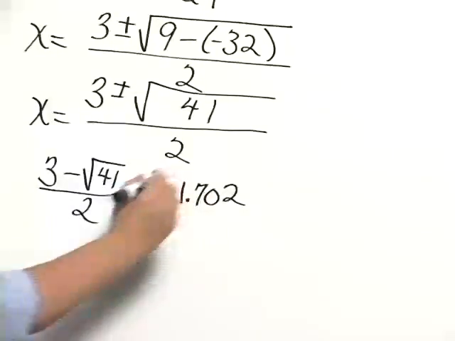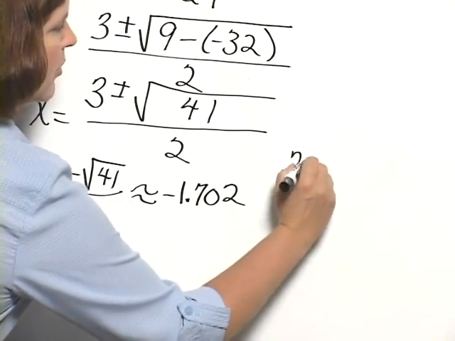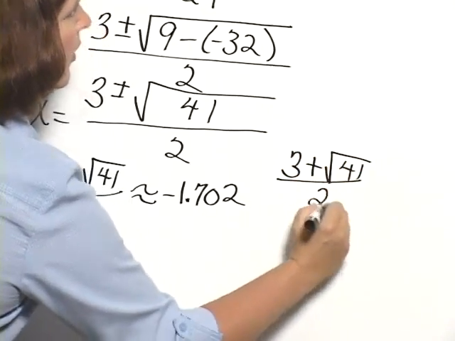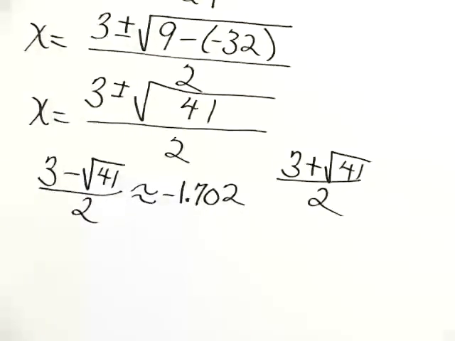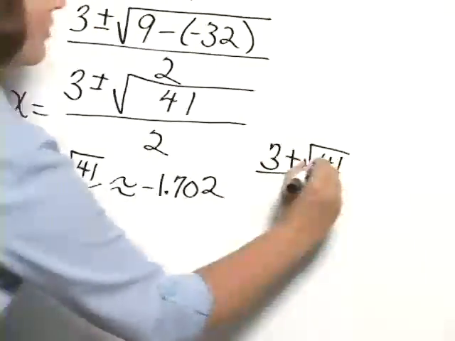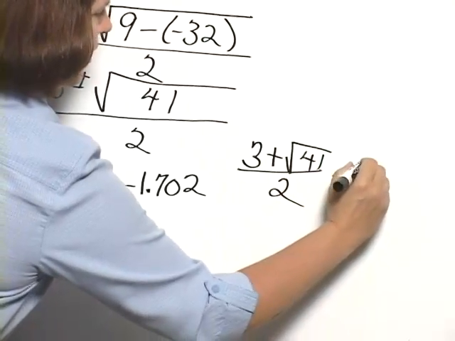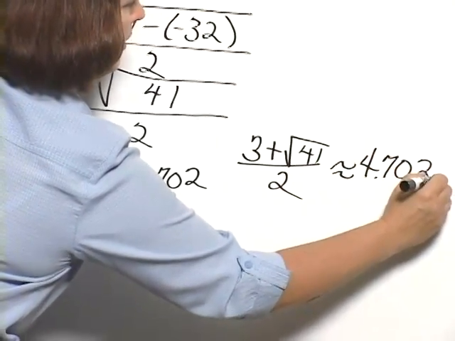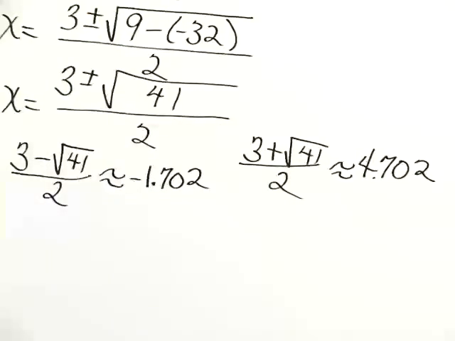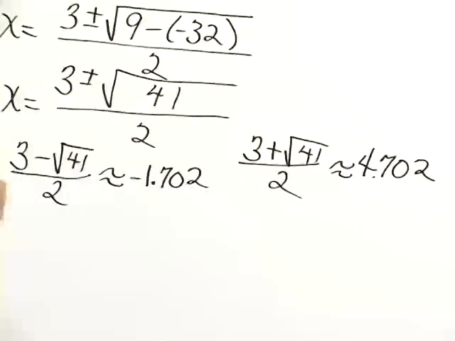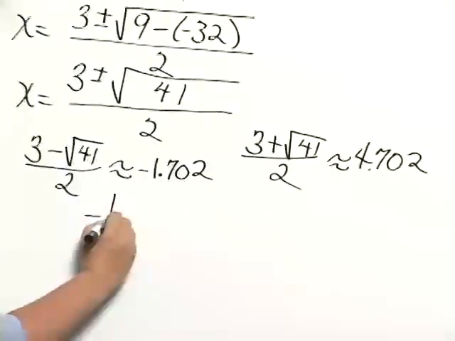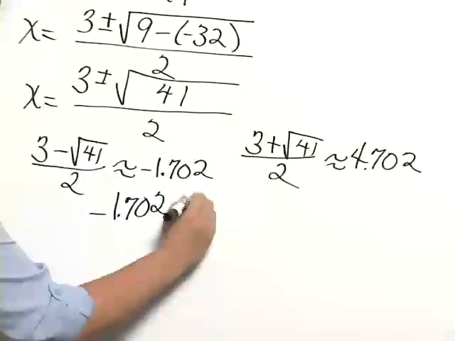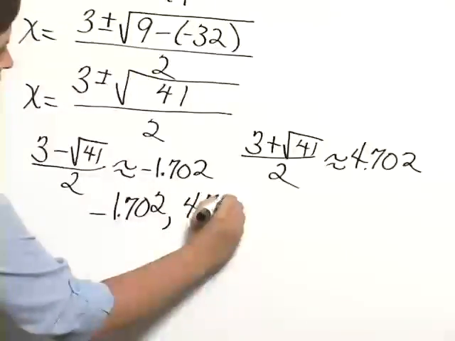The second solution is 3 plus the square root of 41 over 2. Again, using a calculator and approximating to the nearest thousandth, we would have that this equals approximately 4.702. So the solutions approximated to the nearest thousandth are -1.702 and 4.702.